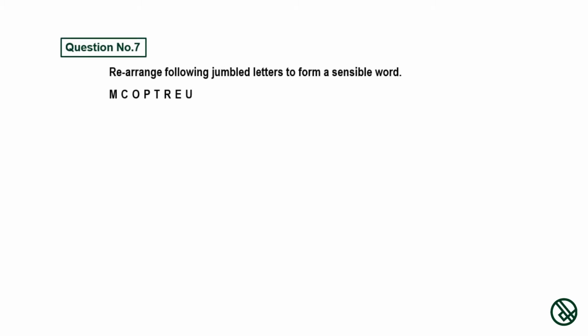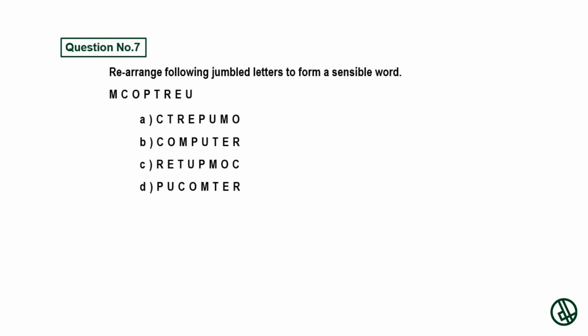Question number 7. Rearrange following jumbled letters to form a sensible word. MCOPTREU. Option A, CTREPUMO. Option B, COMPUTER. Option C, RETUPMOC. Option D, PUCOMTER. Answer is option B, COMPUTER means computer.